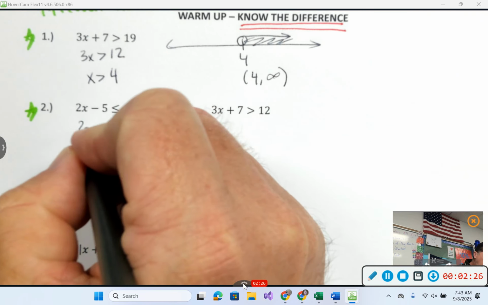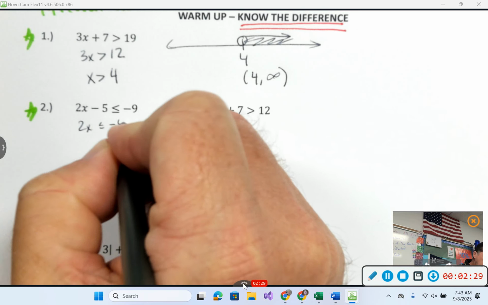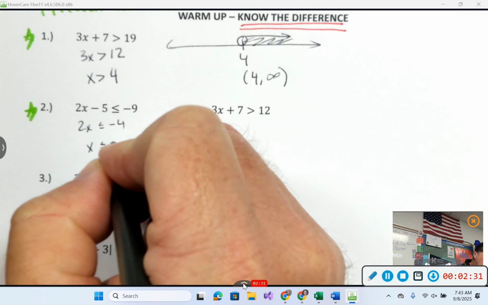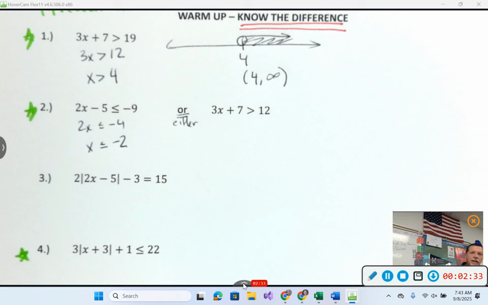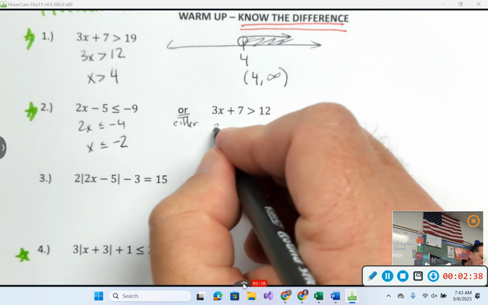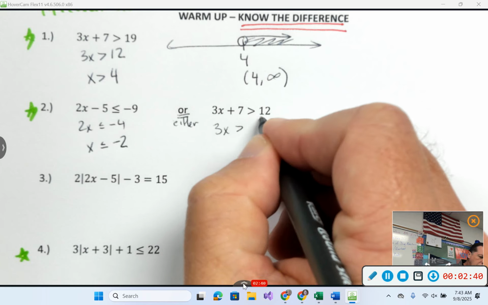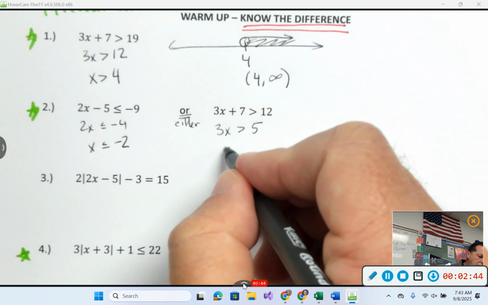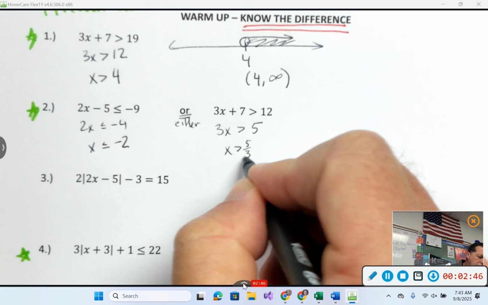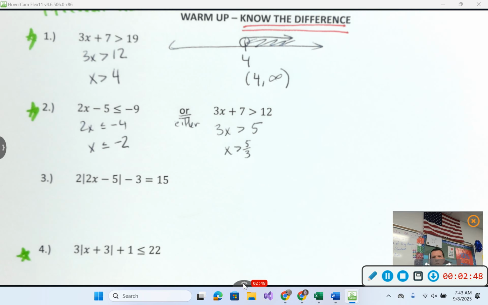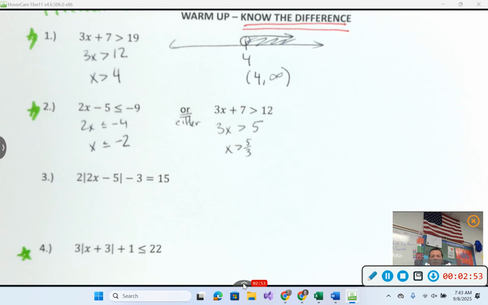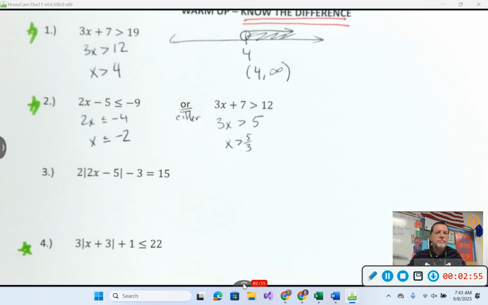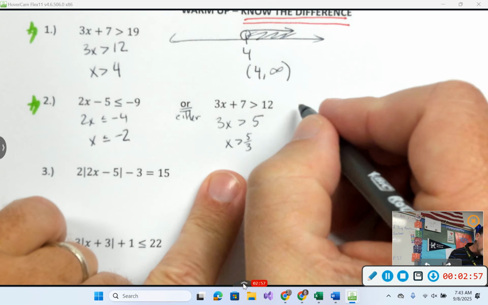So let's add 5 to both sides. Divide by 2. So x is less than negative 2. Or, subtract 7 from both sides. Oh, I'm going to get a fraction here, but that's okay. X is greater than 5/3. Usually the fractions don't show up till the end, and we're done with it, so it shouldn't be a big deal that we get a fraction, because there's nothing more to do with it. That's our final answer.